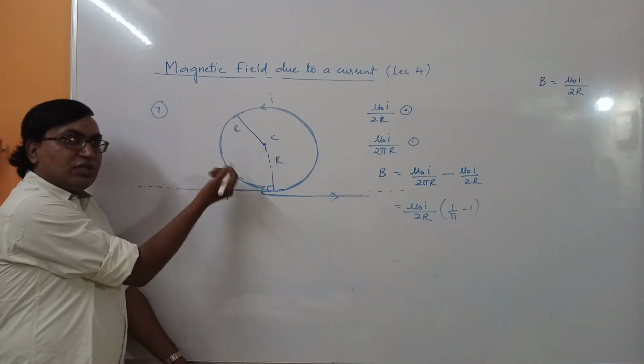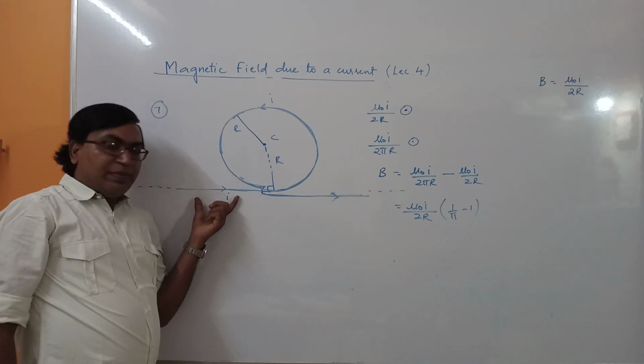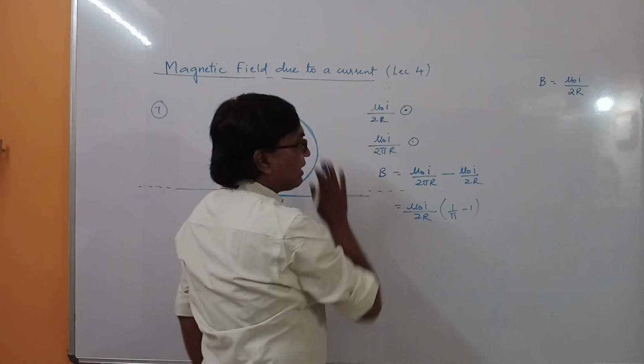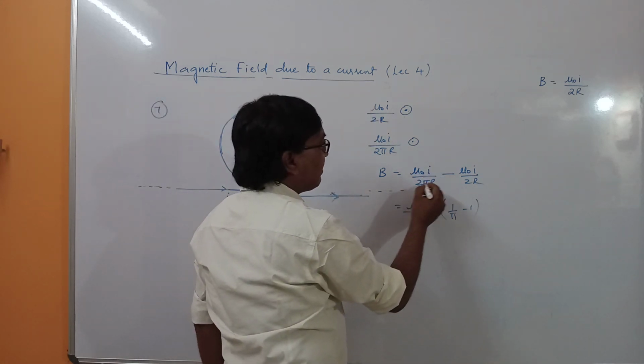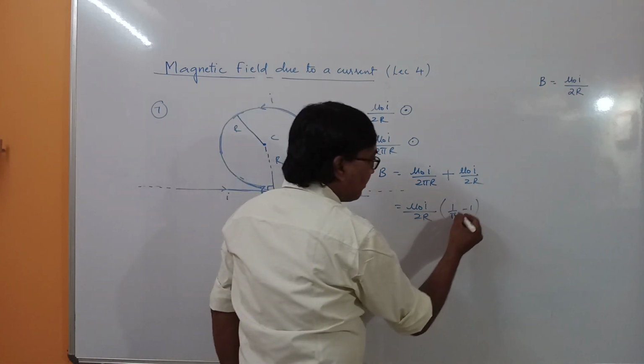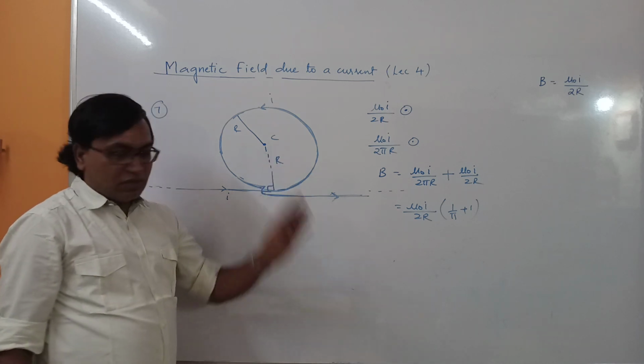Then similarly, due to this wire it is outside, and due to this wire it is also outside. Semi-infinite plus semi-infinite, infinite. So both are in the same direction. So mu naught I by 2 pi r plus mu naught I by 2r, that is 1 by pi plus 1. So this is the magnetic field.